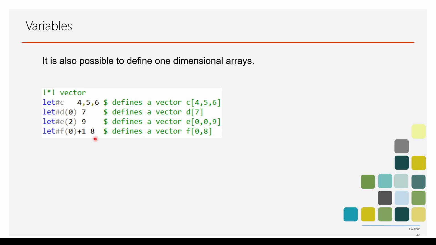Very similarly, if one defines a vector with the command let hash f 0 in brackets plus 1 space 8, it means that the zeroth value plus 1, so the value of the element in the first position will be equal to 8, and the preceding element or elements will be 0.